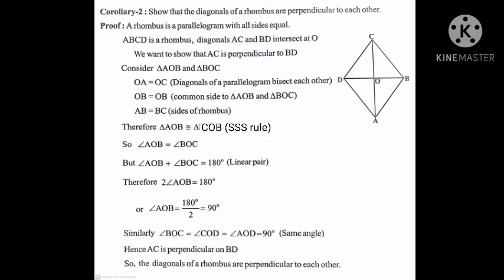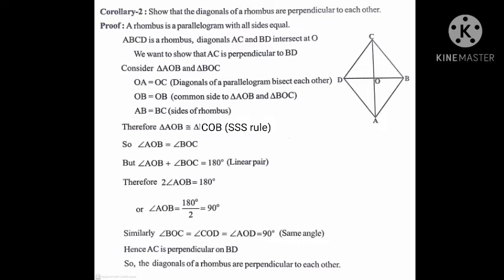OB equal to OB, since it is one side of both triangles. AB equal to BC because sides of a rhombus. Therefore triangle AOB is congruent to triangle COB according to side congruency rule. So angle AOB is equal to angle BOC according to CPCT. But angle AOB plus angle BOC is equal to 180 degree since linear pair. Therefore 2 angle AOB is equal to 180 degree, because both are like terms on the left side. That implies angle AOB is equal to 180 degree divided by 2, transposing 2 to the right side of the equation. After simplification, we get 90 degree.